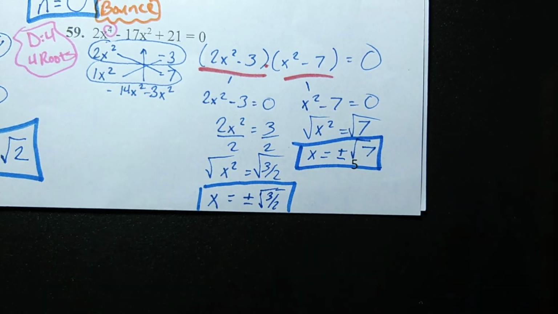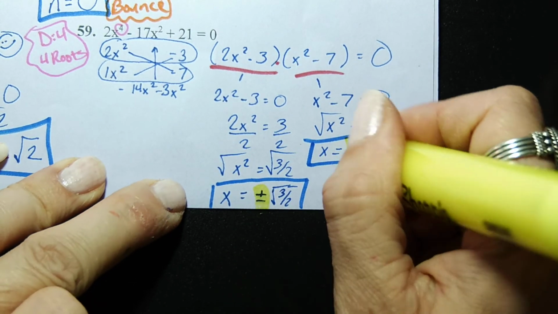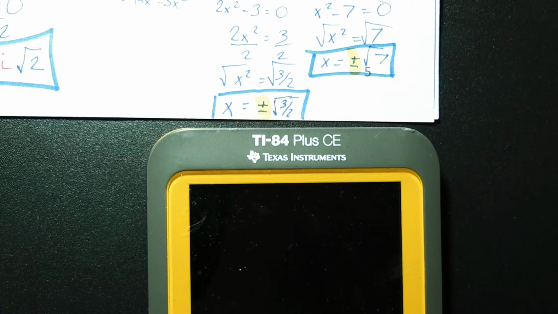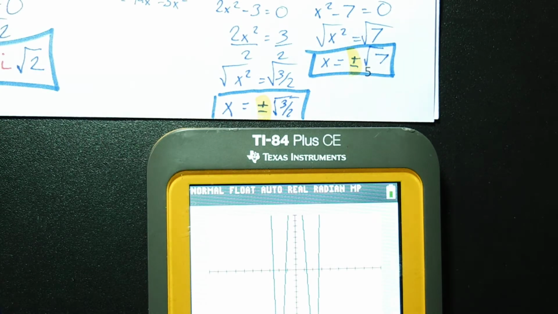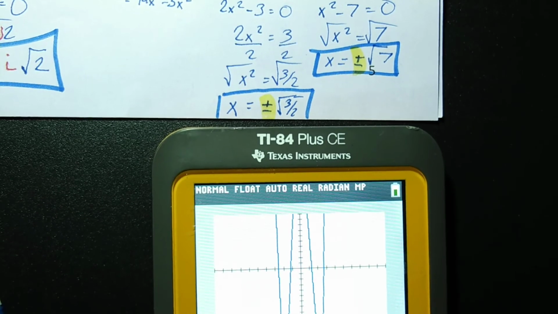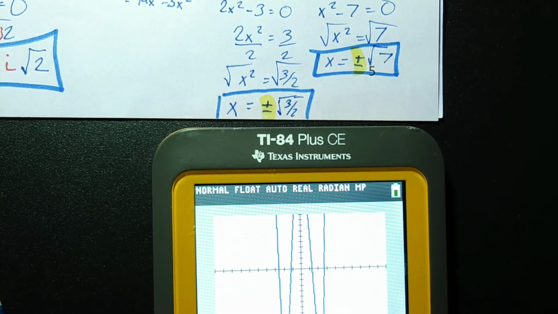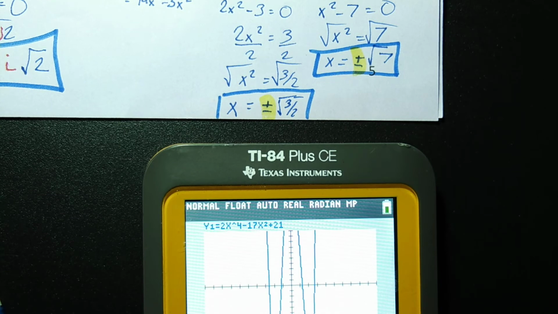How many total solutions did I find, folks? 4. We've got positive square root of 3 halves, negative square root of 3 halves, positive square root of 7, and negative square root of 7. And because those are all real, I can check all of those on my calculator. What button do we press? Trace. So trace square root of 3 halves. Boom, there's 1. Then negative square root of 3 halves. That's another. Then square root of 7. Then negative square root of 7. So we are able to check all of the real ones, as nasty as those decimals are.